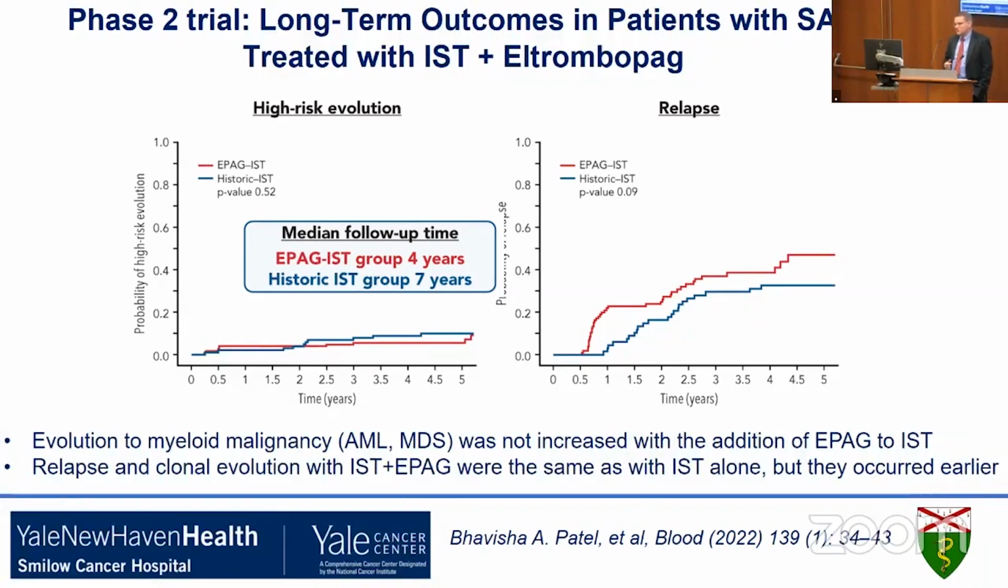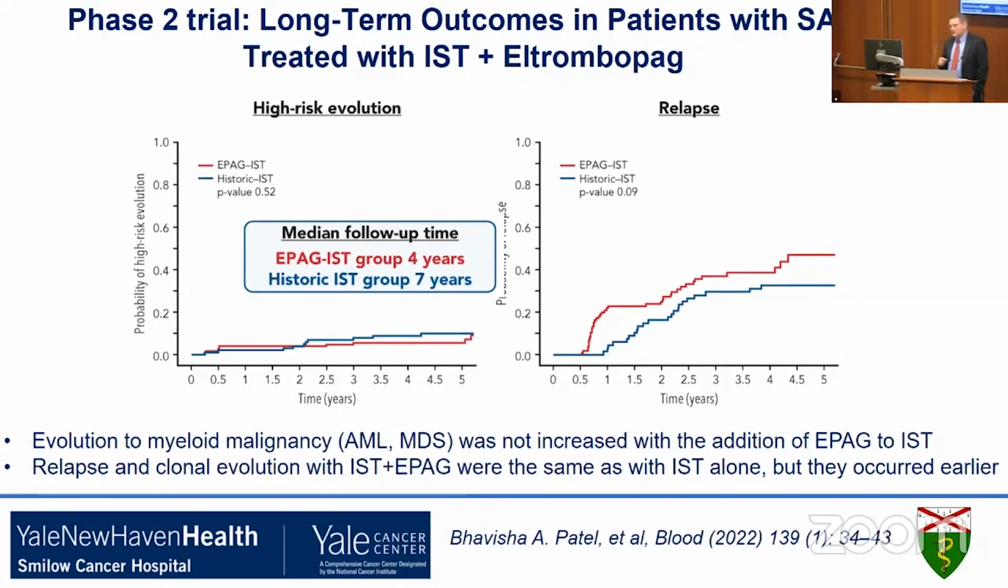And it turns out that there is no increase in incidence of MDS. So first of all, risk of evolution. It's evolution to MDS and MPN, and this is again in blue, historic controls, and EPAG-IST is that group of patients treated on NIH trial, which showed advantage of addition of eltrombopag. So you can see that there is certainly evolution, as I said, 5 to 10% of patients over years. And this is the same in both groups, and median follow-up of the EPAG-IST group is only 4 years. Historical controls somewhat longer, 7 years.